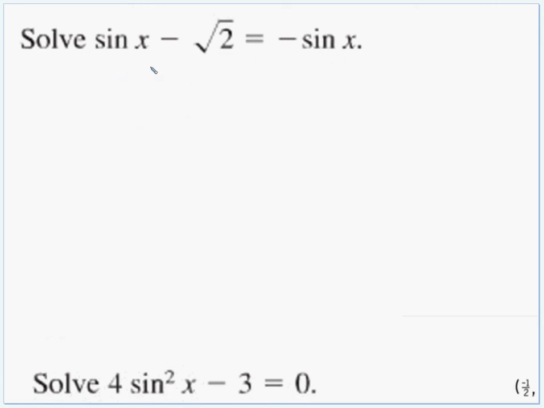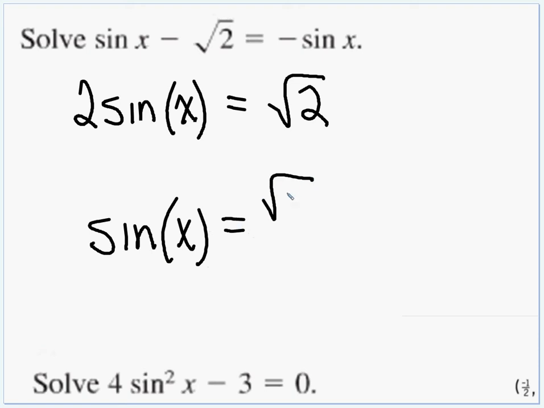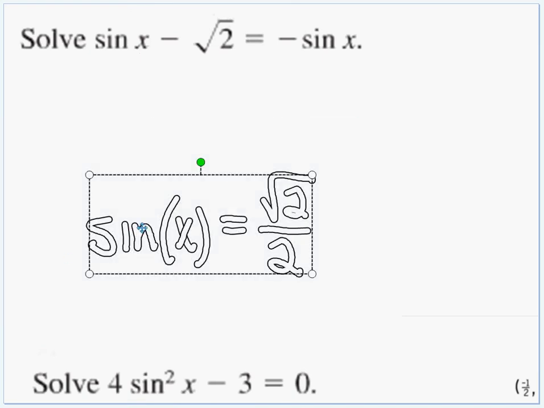First one here, very similar to our example. We're going to add sine to both sides. So now on the left, we're going to have two of these sines. And then here's a negative root of 2. We're going to add that to both sides. So now it is a positive root of 2. And then we are going to get sine alone by dividing by 2. So now we have root 2 over 2. And these are positive. I believe in the example they were negative.